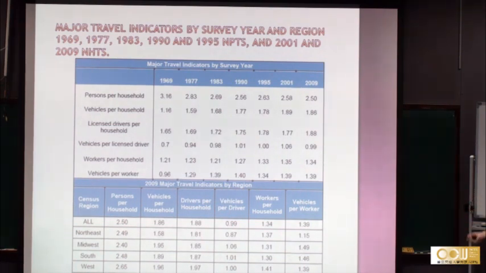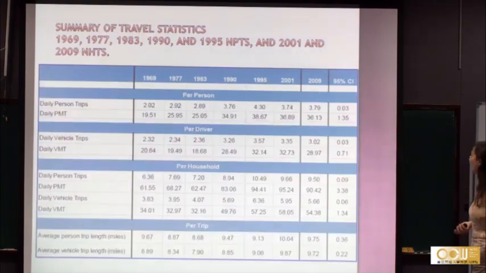Not much variability. There is nothing that is changing. And I found this also in Europe. You know, travel patterns in France are very similar to travel patterns in England and Germany. Some exception, like French people, they go out for lunch, but that's it. Daily person trips. So that's interesting.